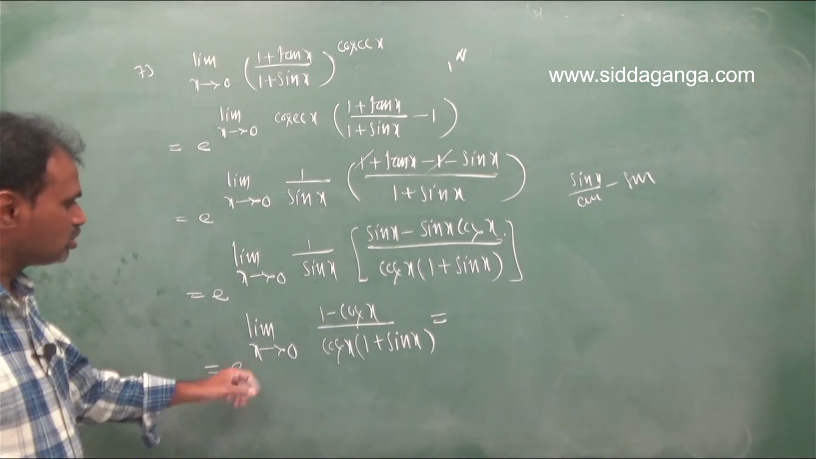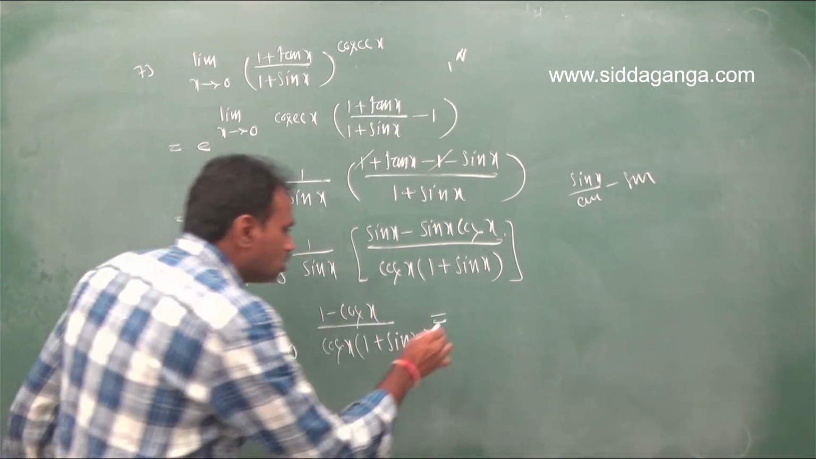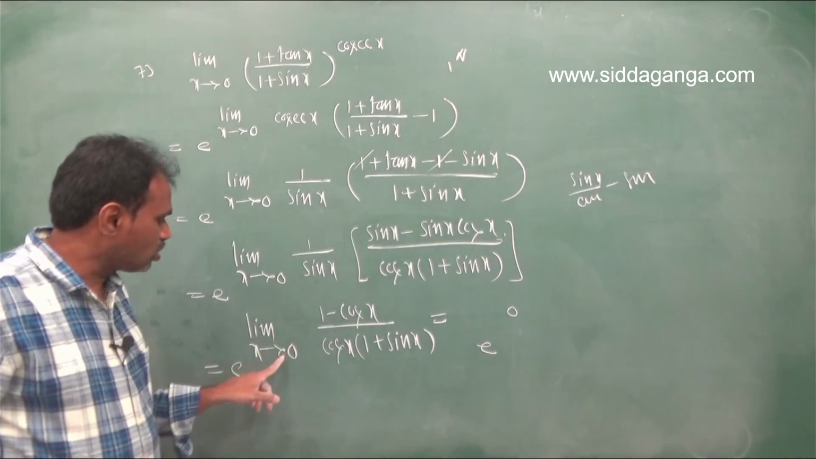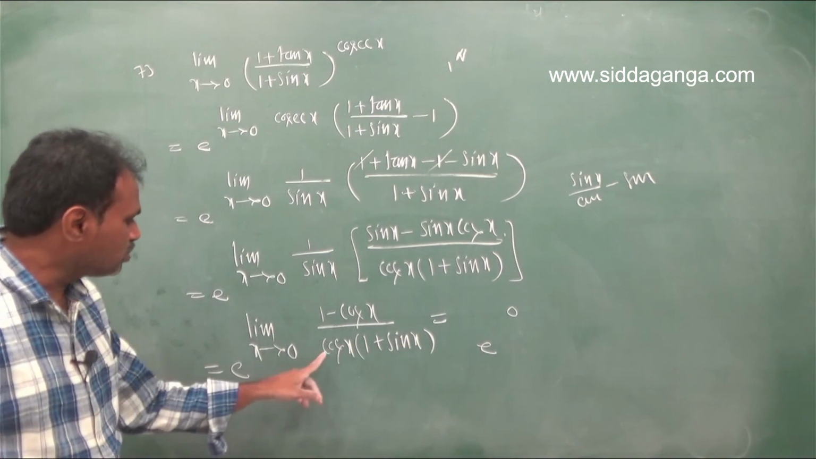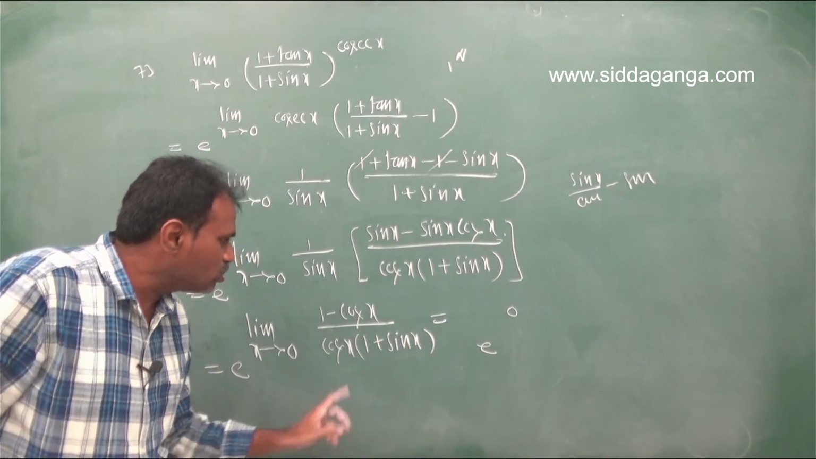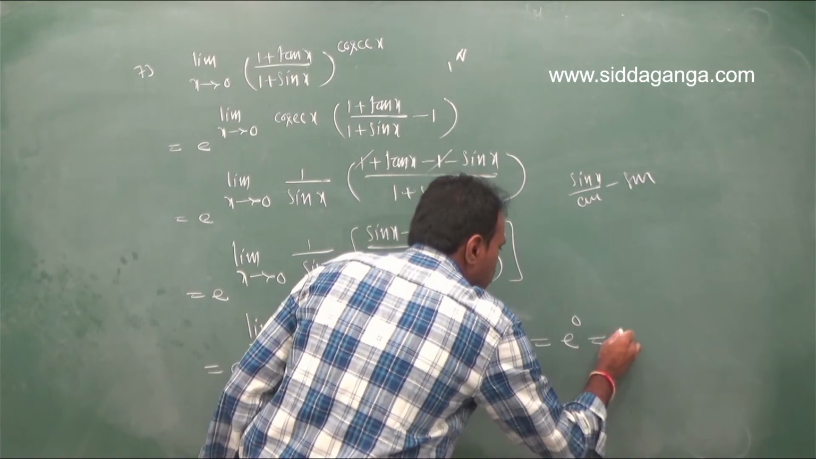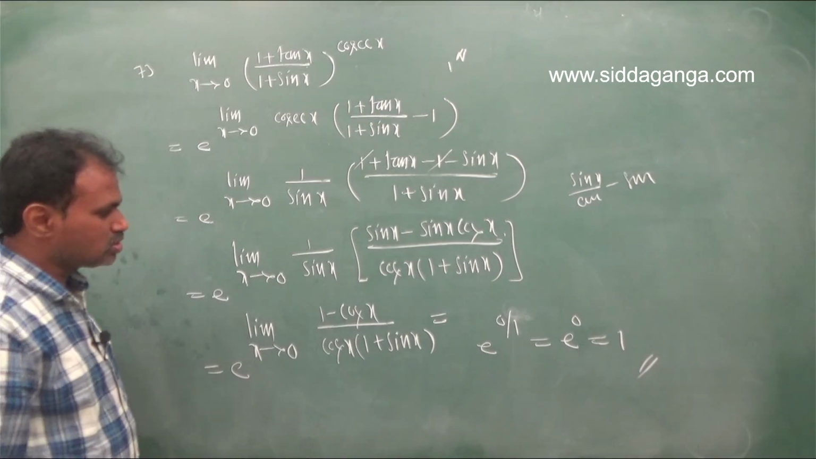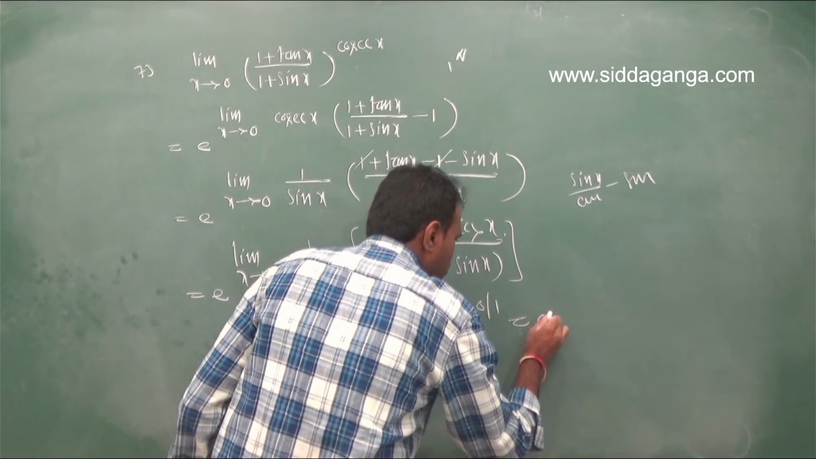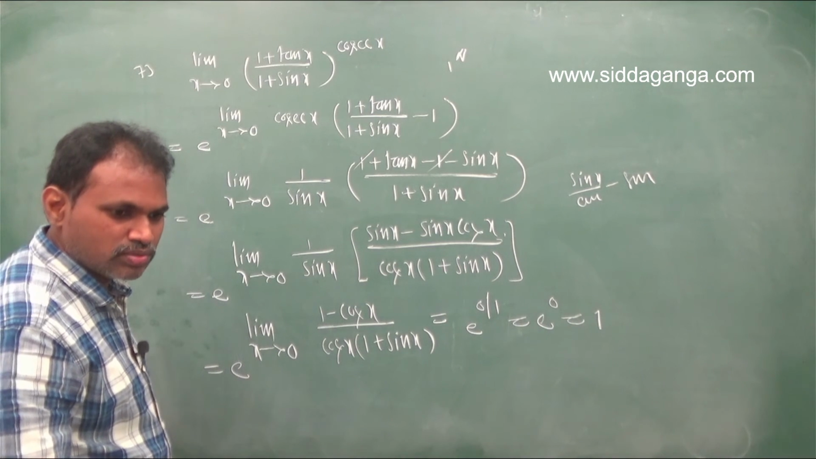Now if you put x equal to 0, 1 minus cos 0 is 0, it is equal to e power 0 minus 1 minus 1, which is 0. Cos 0 value is 1, 1 minus 1 is 0, divided by cos 0 value is 1, 1 plus sin 0 value is 0, 1 plus 0 is 1, 1 into 1 is 1. Therefore 0 by 1, it is equal to e power 0, e power 0 means 1, therefore the result is equal to e power 0 by 1, it is equal to 1. Therefore option 1 is right. Next question.